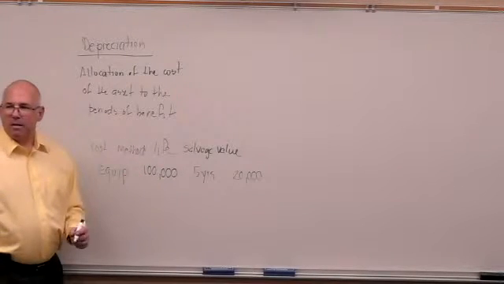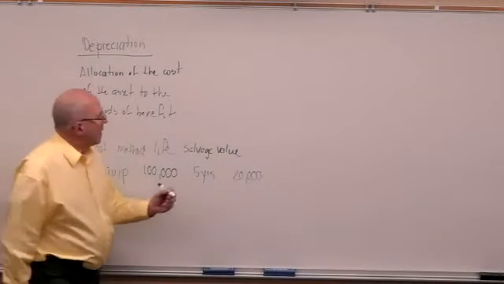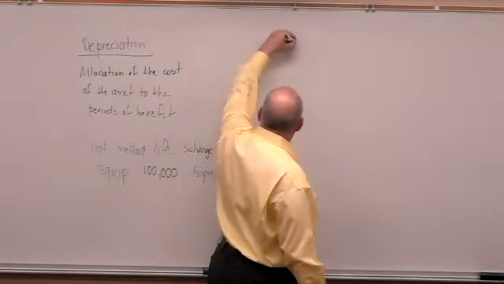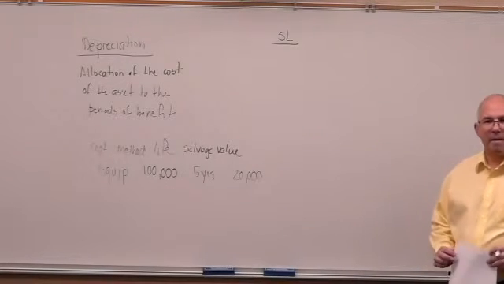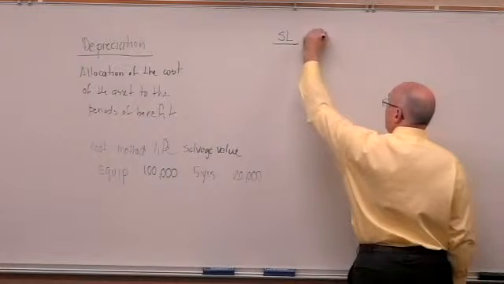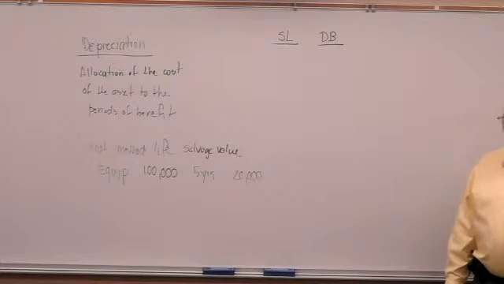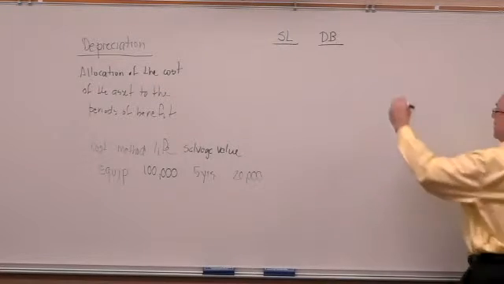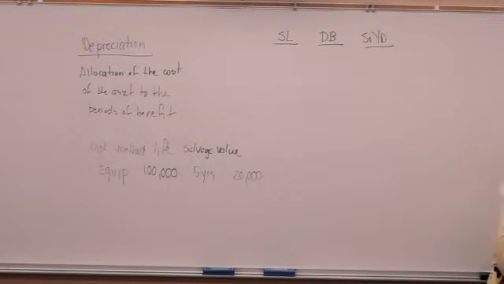Now we need a method. What are some of the methods that you've heard of? Straight line depreciation. Okay. How about another method? Declining balance. Another method. Activity based. Sum of the year's digits. And one more method, not applicable to this particular piece of equipment, but you will see it. It's called an activity method.